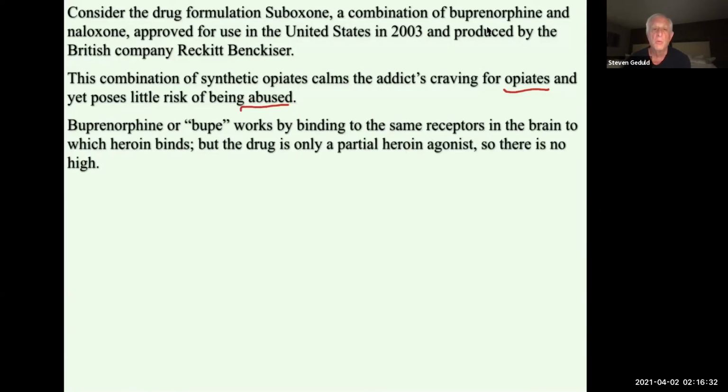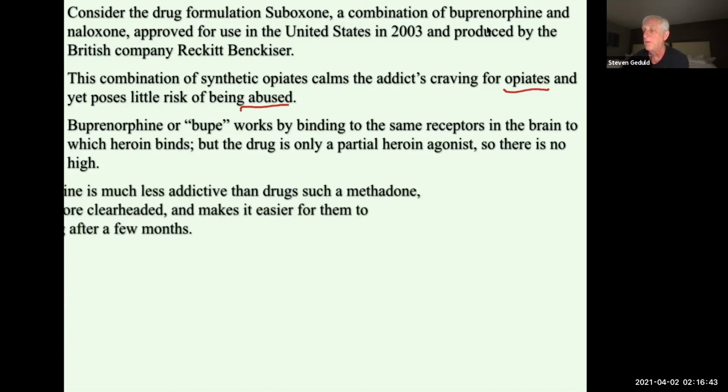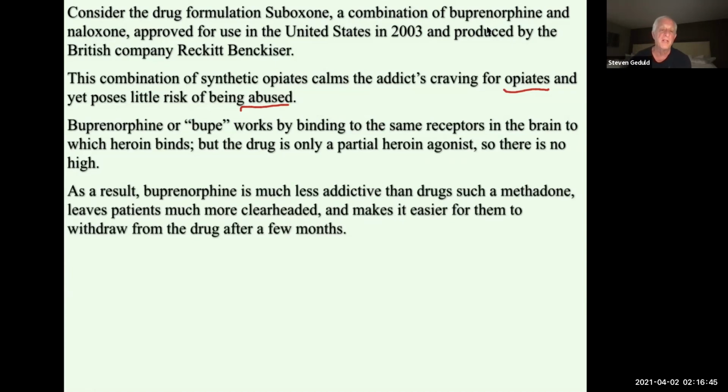Buprenorphine, or bup, works by binding to the same receptors in the brain that heroin binds to, but the drug is only a partial agonist, so there is no high when it binds. As a result, buprenorphine is much less addictive than drugs like methadone. Remember the methadone clinics we use to treat heroin addicts? Methadone is addictive all on its own, and it still produces a lot of problems because methadone causes the high. So people get stuck on methadone, and they'd still abuse it. Buprenorphine has the same effect of getting people off heroin, but it doesn't have the high that methadone has. So it's being replaced in all the methadone clinics.